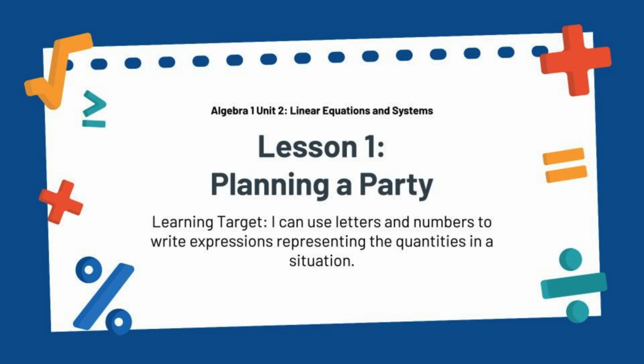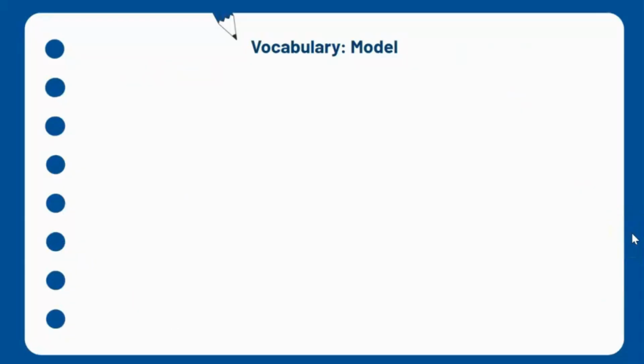Lesson 1, Planning a Pizza Party. Learning target: I can use letters and numbers to write expressions representing the quantities in a situation. In this lesson, we will experiment with expressions and equations to model a situation.